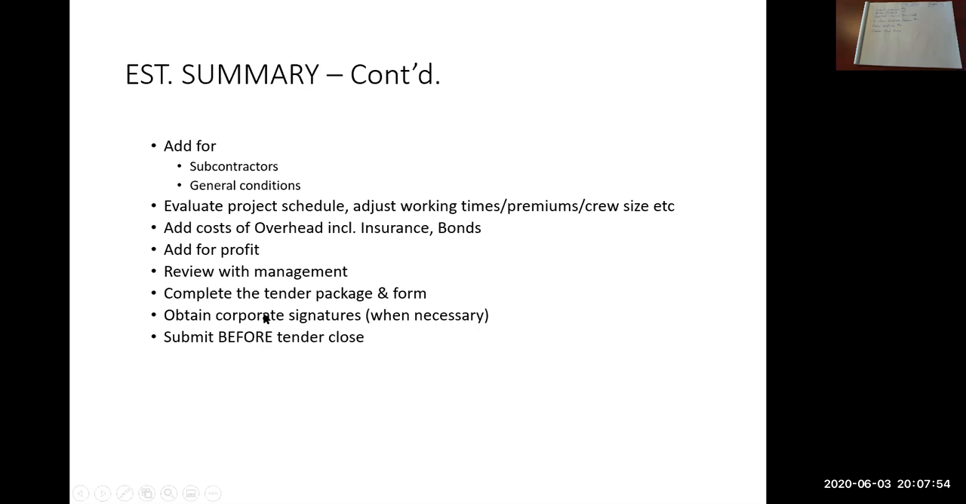So then you put all that in an envelope, you address it correctly, and you submit your tender prior to the close date and time. So if the tender closes Thursday at 2 p.m., you need to literally hand your envelope into the person that's there to receive it before 2 p.m. So 1:59 is fine, but the tick of 2 p.m., they will not take your envelope. So you've spent that 2 weeks doing that estimate for nothing.